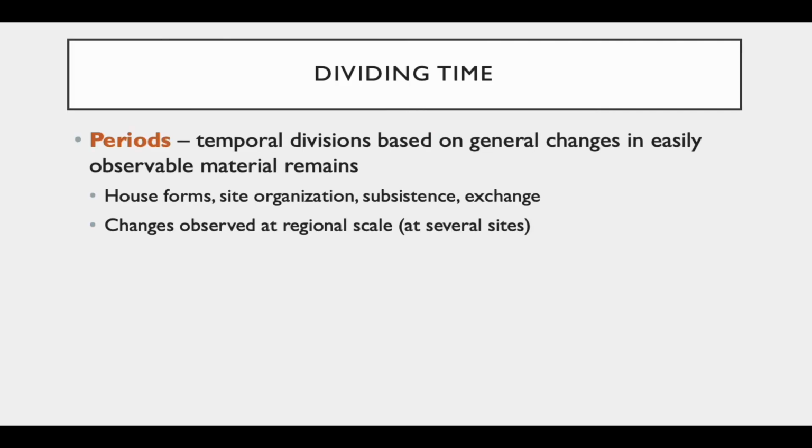When it comes to dividing time, we talk about periods. These are temporal divisions based on general changes in easily observable material remains. So house forms, the way sites are organized, subsistence or exchange patterns might go into the definition of different periods. Typically, these are changes that are observed at a regional scale, so across several different sites.